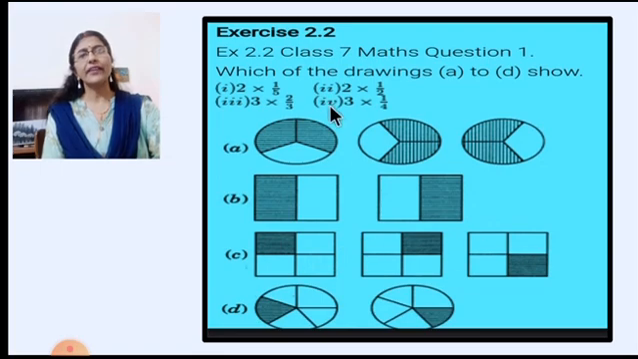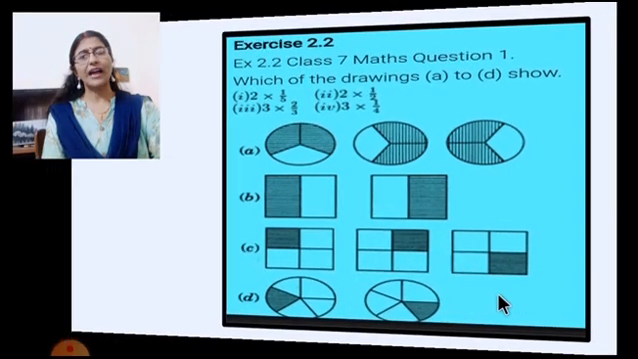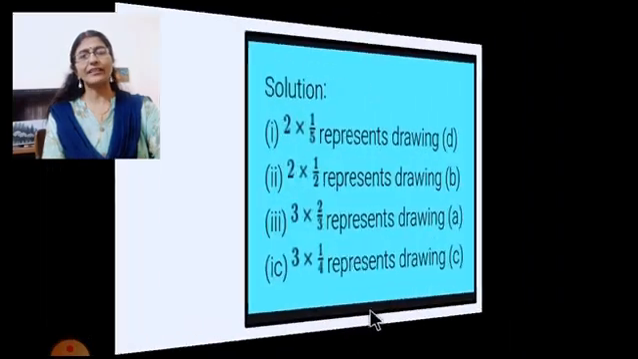So that means figure 4 represents this C. So this is the way you have to match them. So the answer is written here. We will check whether we are right or not.